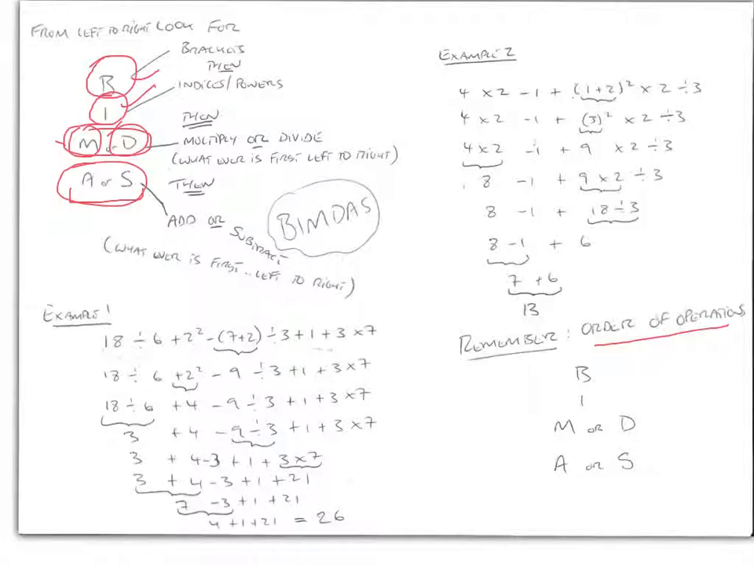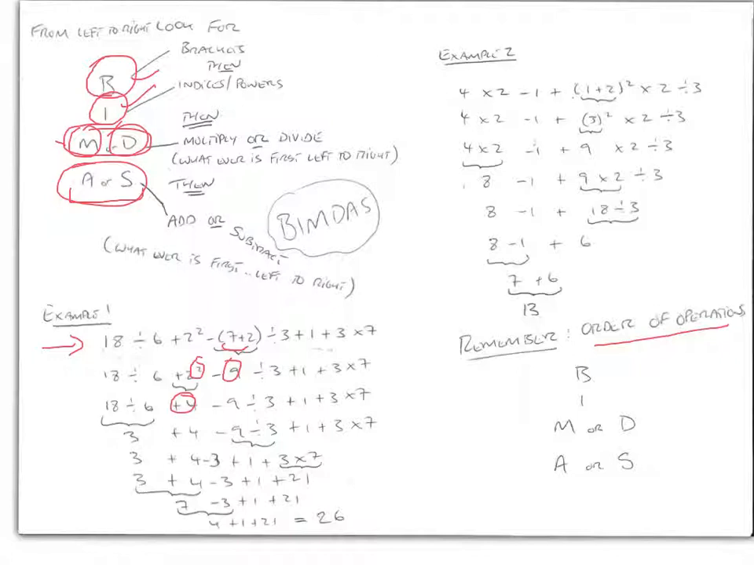So here's an example. The way to do these is we always scan from left to right, and first of all we look for what's in brackets. There it is, and we solve that. 10 minus 2 is 8. Then we look for any numbers that are raised to an index, and this is 2 squared, so we solve that. That becomes 4.